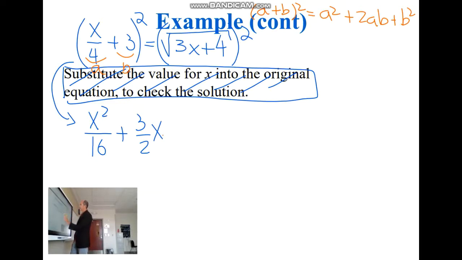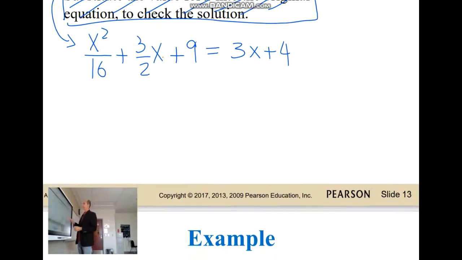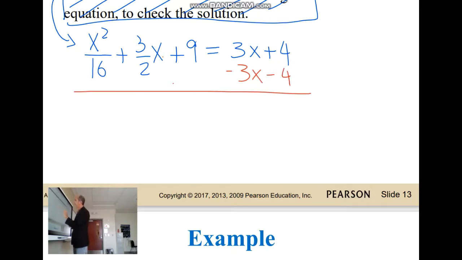And plus b squared, plus 9, equals, and this is simplified, we get rid of the square root, right? 3x plus 4. All right, let's go over this one here, and this is also a quadratic equation, and we will move this to the left hand side. Let's apply addition property, and we'll subtract on both sides 3x plus 4. That means negative 3x minus 4 on both sides.